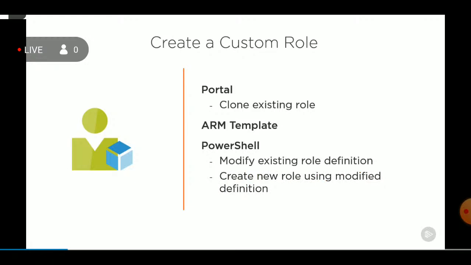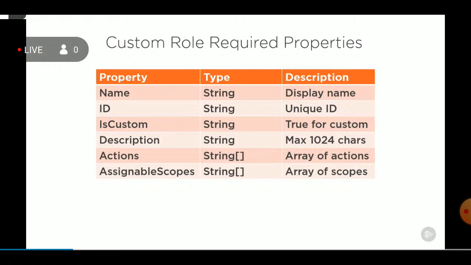Let's take a look at some of the requirements. What we're seeing here is the table of the required properties. The main thing we'll be concerned with is the name, actions, and assignable scopes. Now for name, this is the display name of the custom role. The display name must be unique at the scope of the Azure Active Directory.